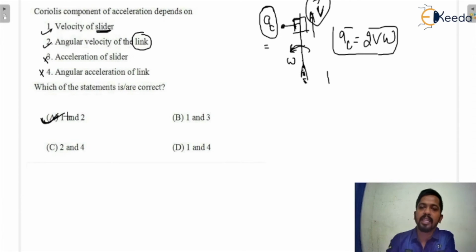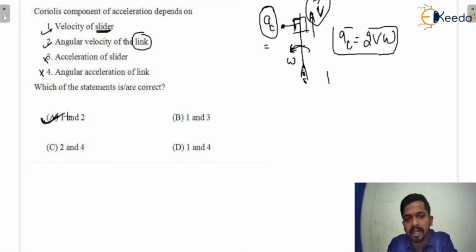This is a theoretical question. Generally in the GATE examinations, if the question is of theoretical type, it will be a multiple choice question. They give you 3 to 4 statements and you have to check which statement is correct or which is wrong. But how can you determine the correct statement? First you have to know the exact meaning and the exact analysis of the Coriolis acceleration. Then you are able to solve the theoretical questions.